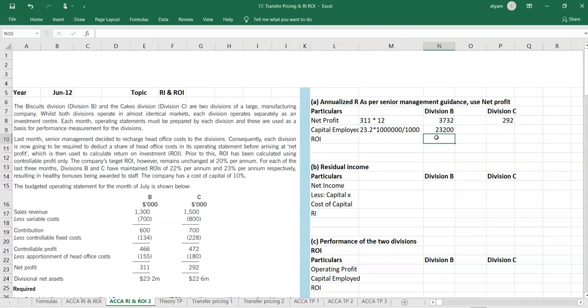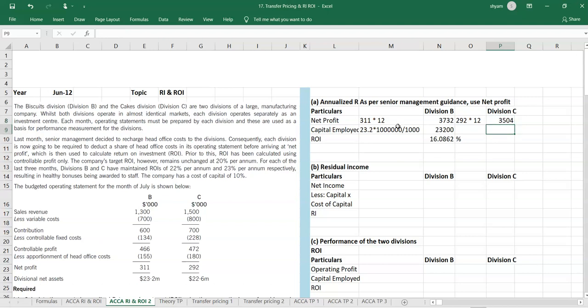So we got the answer. Now we can get the ROI. Okay, ROI would be this number divided by this number into 100. Right? Now, again for division C, it would be 292 into 12. So we got that number.